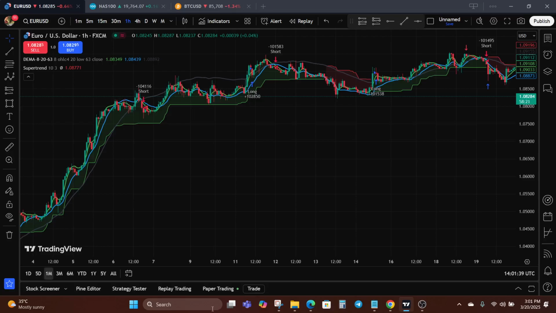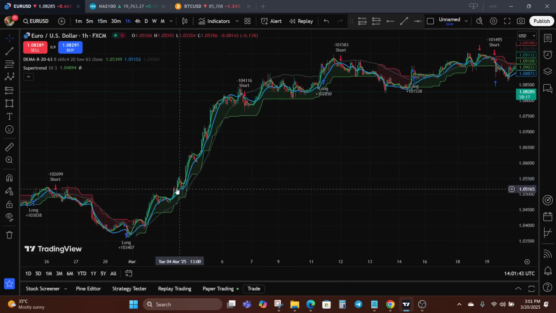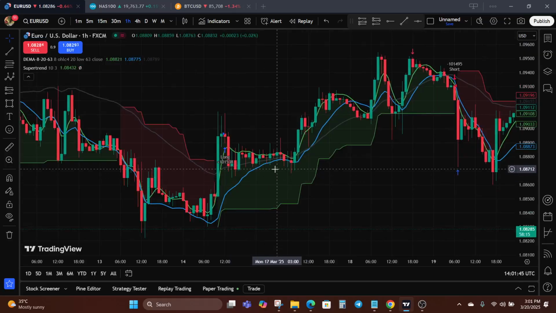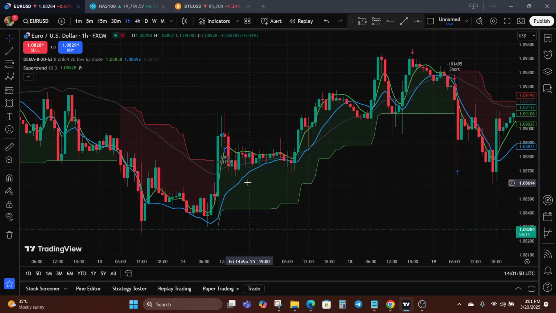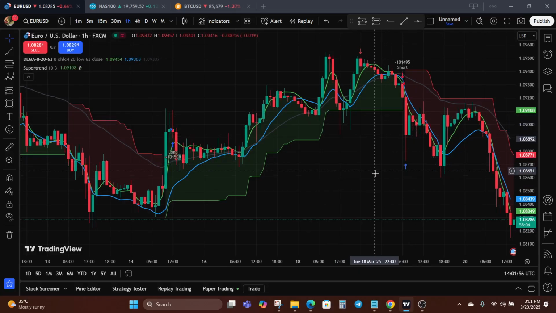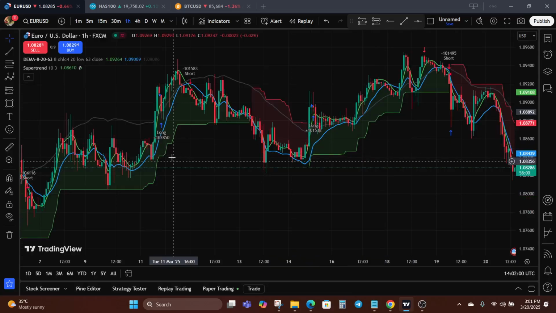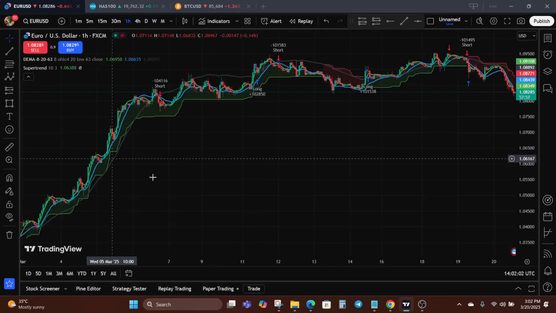You can get trend identification with the DEMA. The DEMA, the double exponential moving average, shows you the overall trend. If the price is above the DEMA, you are in an uptrend, and if it is below the DEMA, you are in a downtrend. Okay, then you can get your confirmation with the SuperTrend. Once the DEMA tells you the trend direction, the SuperTrend confirms it.